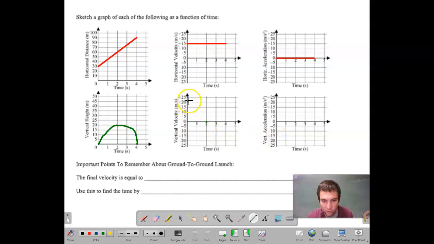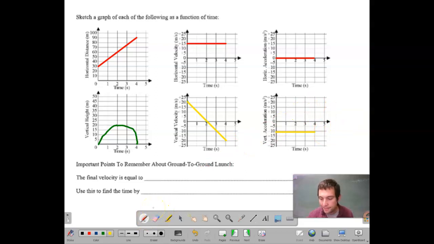So that means we should go from positive 20, pass through 0 velocity at 2 seconds, where we change directions, and then we're going to end up at negative 20 after 4 seconds. The vertical acceleration is the slope of this line, and it's going to be negative 10 for the entire 4 seconds. A couple things to remember.